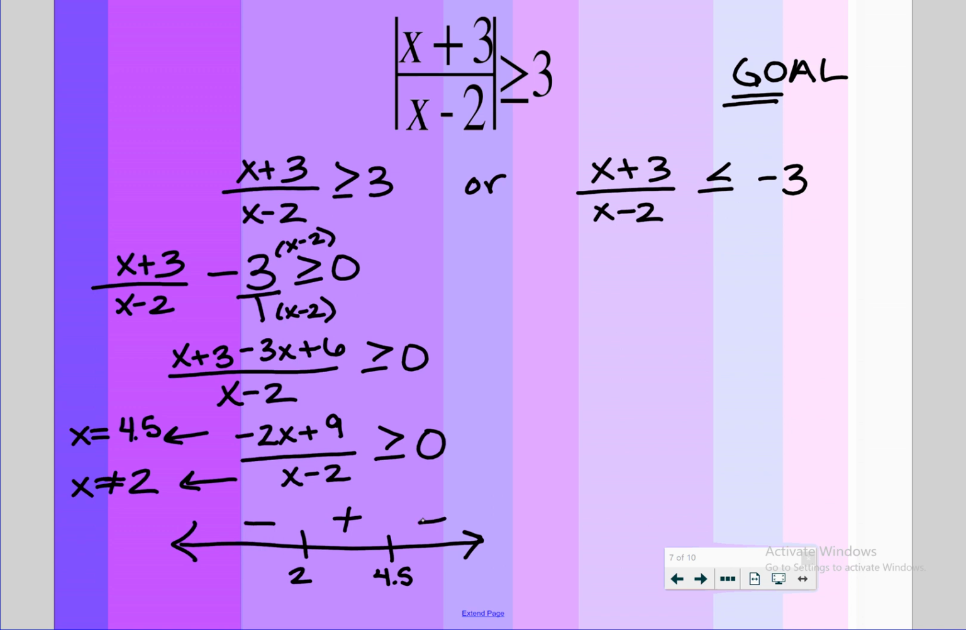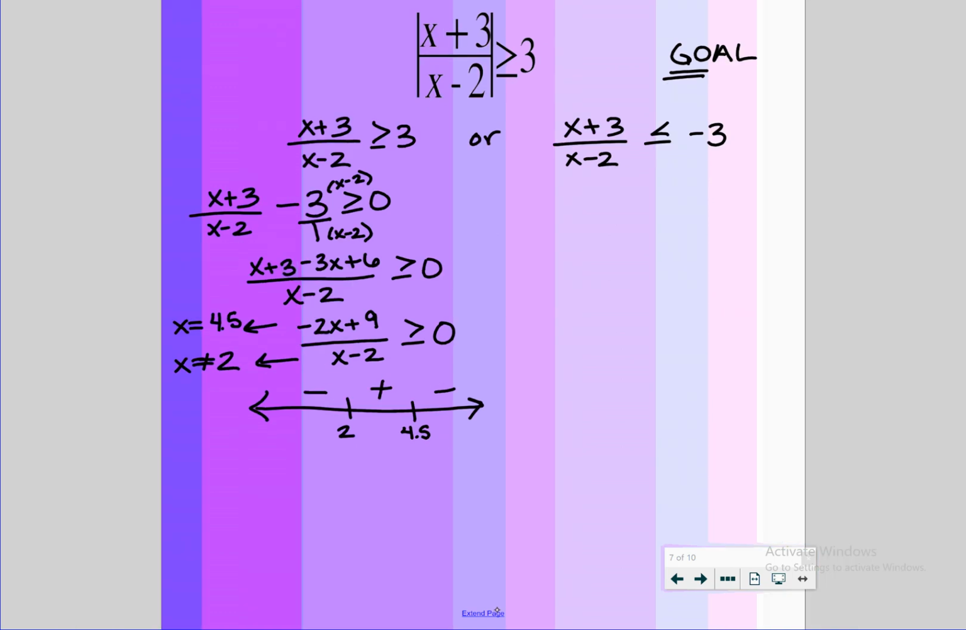Do I want the positives or negatives? I want it to be greater than or equal to 0. So the positives are my answer. So that half of the problem has answers between 2 and 4.5.